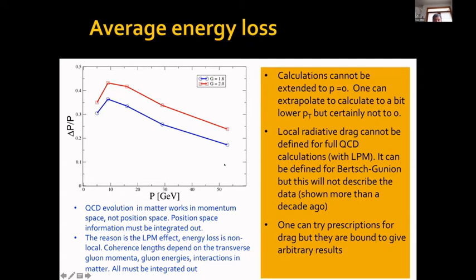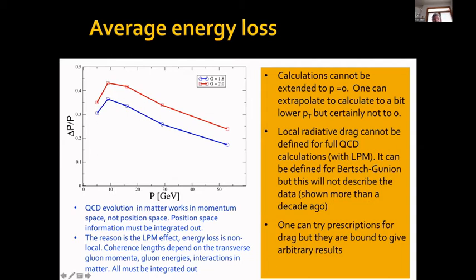So this is the total fractional radiative energy loss. Can you define it per unit length? And the answer is, you really cannot do this properly. The reason, once again, is the LPM effect. Local radiative drag can be defined for Bethe-Heitler radiation, which does not have the LPM effect. But on the other hand, Bethe-Heitler, we know, does not describe the data, and that was shown more than a decade ago. And so, again, one can try prescriptions, but you're bound to get more or less arbitrary results.